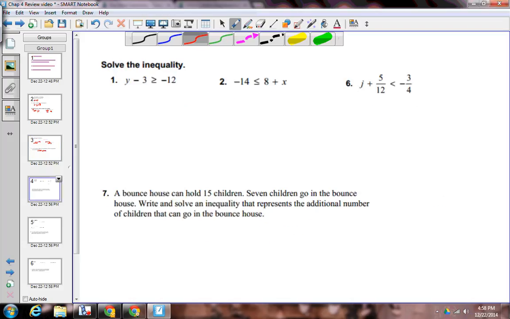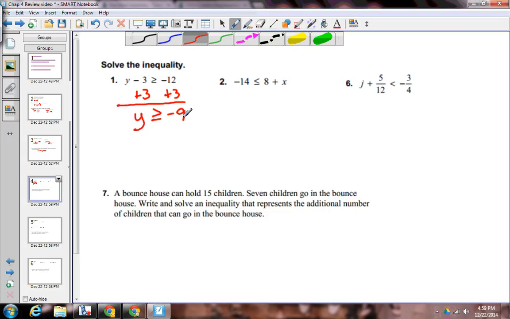Moving on. Then we started to solve inequalities, and our first group is solving with addition and subtraction. So when there is subtraction in a problem, let's look at number 1. The inverse operation of subtracting is adding. So we would add 3 to both sides of the inequality. And on the left now we have y plus 0, so we just need to write y, bring down our symbol, and add -12 plus 3 and get -9.